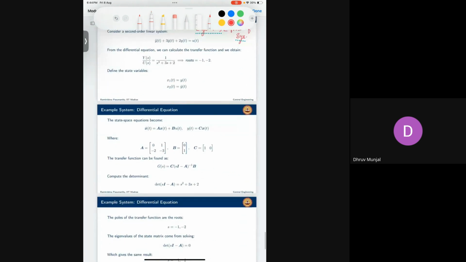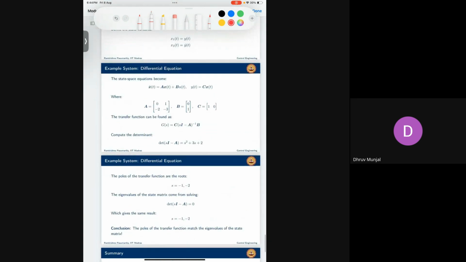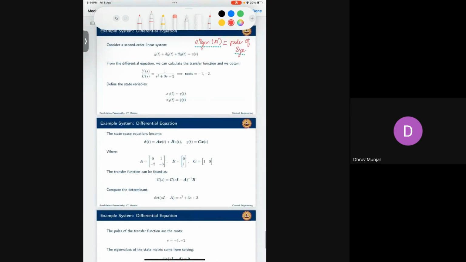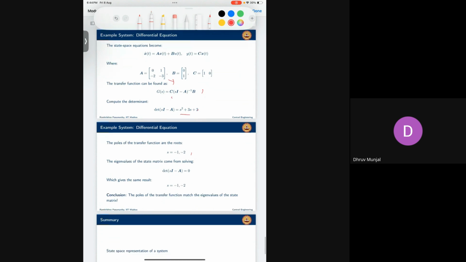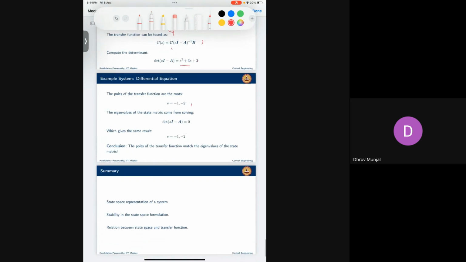So these are some examples they are giving. From this, you are converting into a state space equation. Then you are finding eigenvalues, writing in terms of this, finding again the transfer function. So from this, you are finding the poles, sorry, eigenvalues of the system. You'll get -1, -2. Then this is the pole. So both are lying on the left half of the s-plane. So the system is stable.